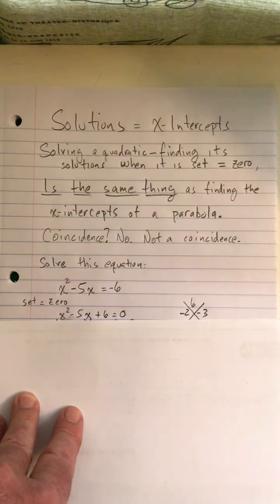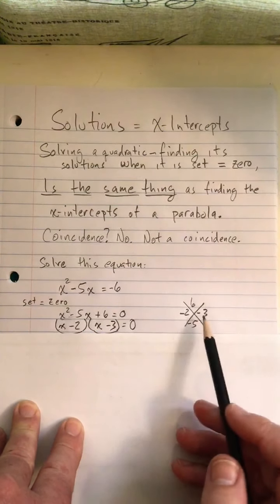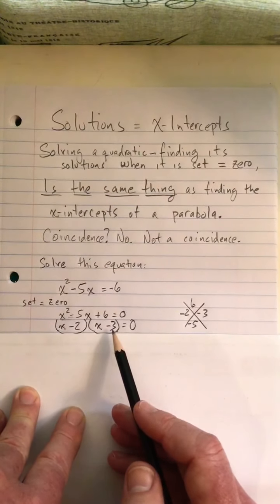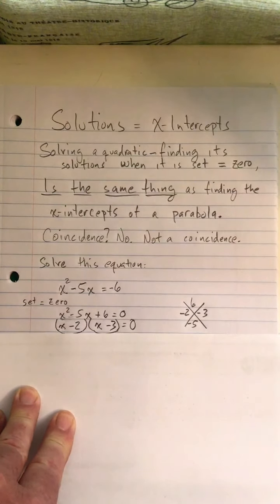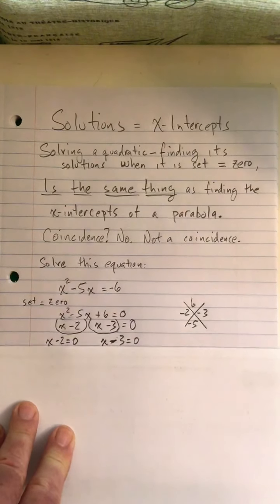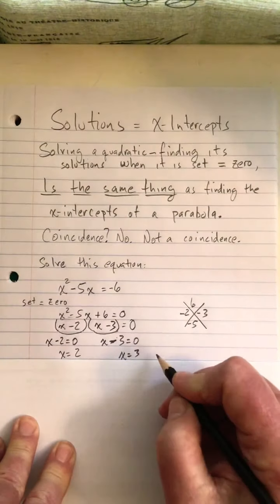And so when you set that equal to 0, you get x squared minus 5x plus 6 equals 0. And so we're going to solve that by factoring, and our diamond problem here leads us to this solution right here, (x minus 2)(x minus 3). Well, those are the factors of x squared minus 5x plus 6. So that gives us our factors, and we set those factors equal to 0, and we come up with x equals 2 and x equals 3. Okay, cool. We solved the equation.